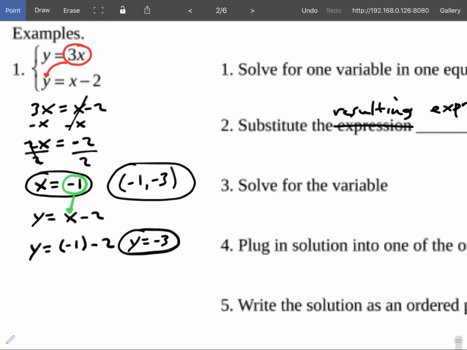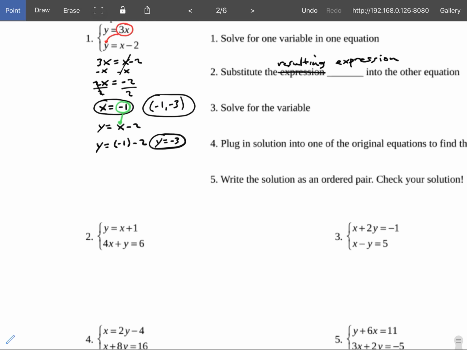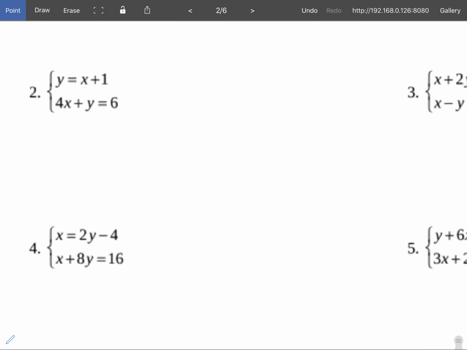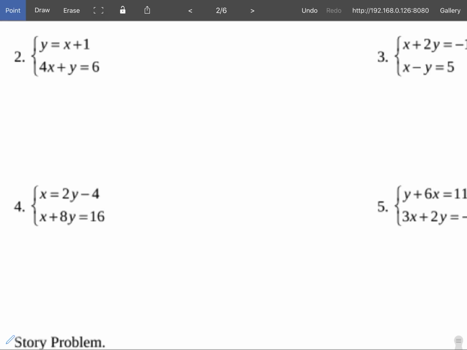All right, well, let's do a couple more of these, and that's the basic idea for today. So let me take a look at these other examples. Let's see. Let's try, I guess we'll do number 2. All right, so number 2.